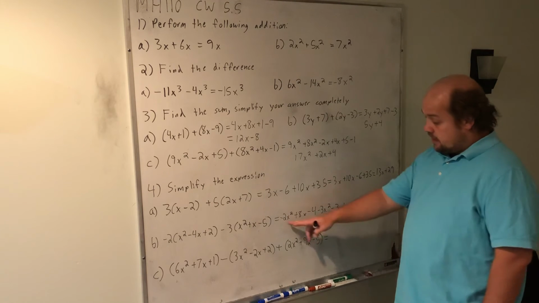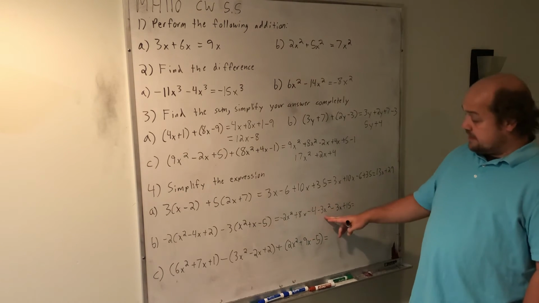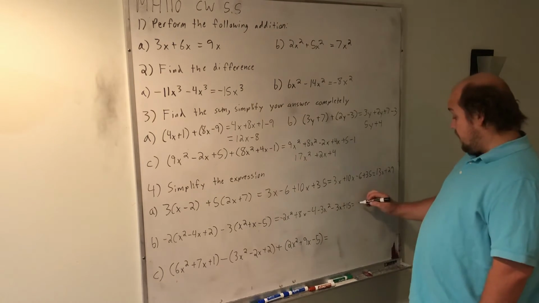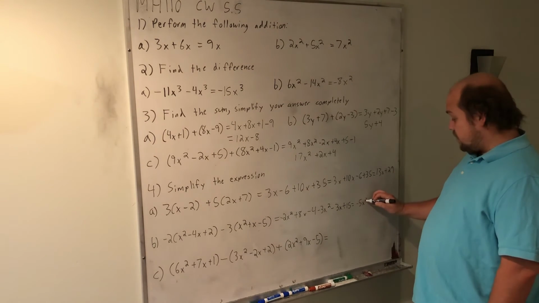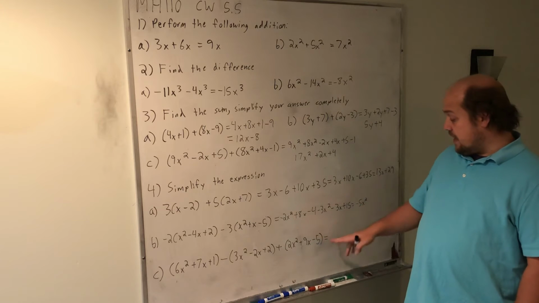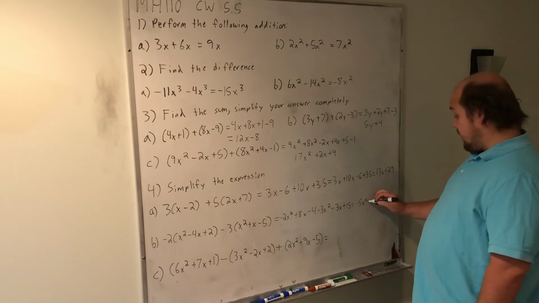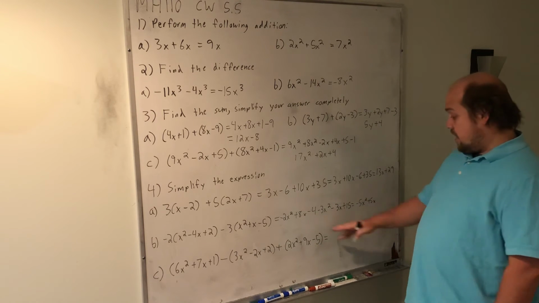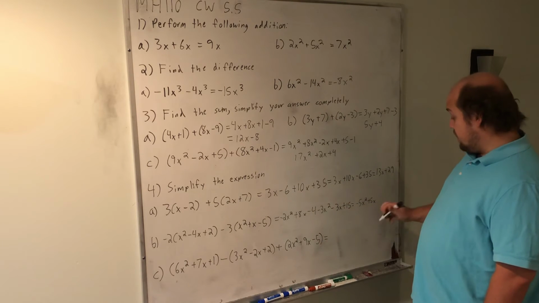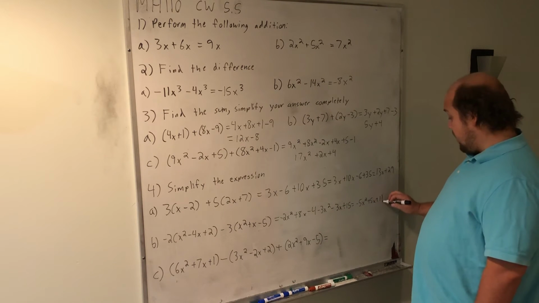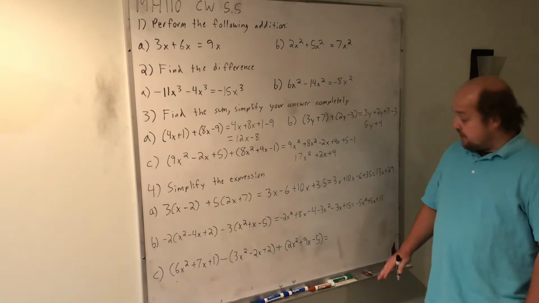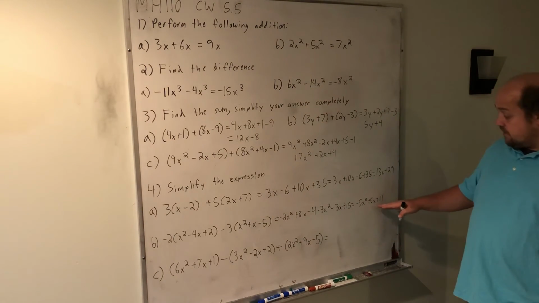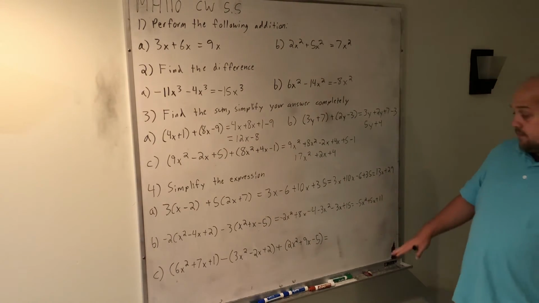If I combine the like terms, this negative 2x squared and this negative 3x squared combine to give me a total of negative 5x squared. This positive 8x and this negative 3x combine to give me positive 5x. And this negative 4 and this positive 15 combine to give me positive 11. So my final answer is negative 5x squared plus 5x plus 11.